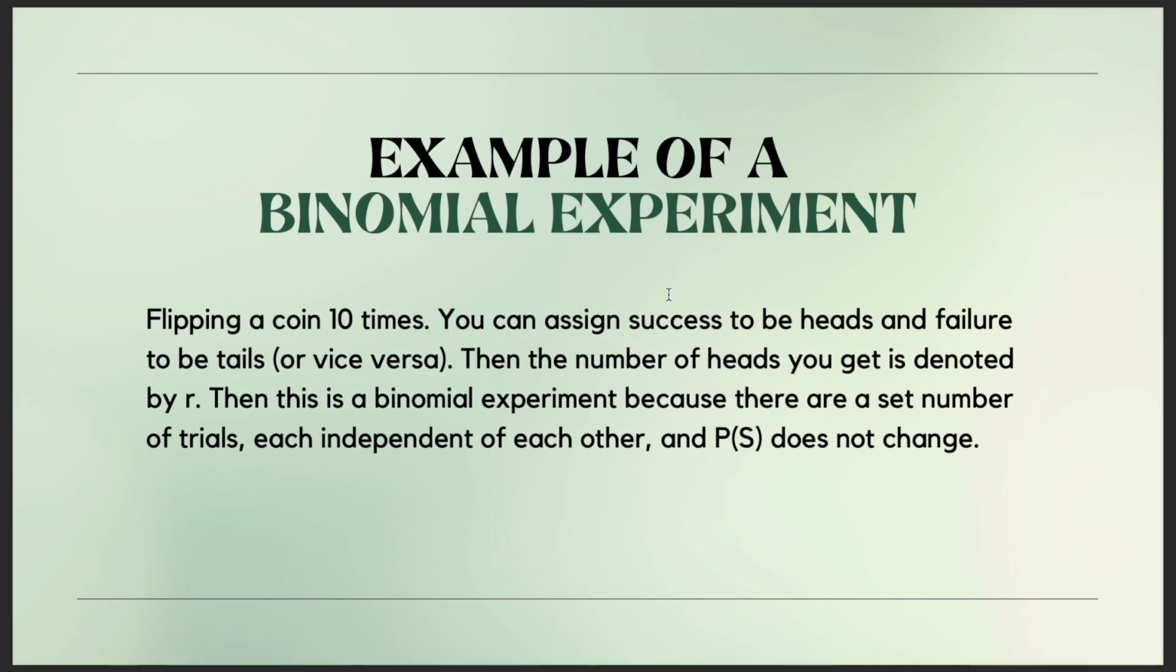A very simple example would be flipping a coin 10 times. We can say that success is heads and failure is tails, but you could also say the other way around, that failure is heads and success is tails, as long as you're consistent once you decide which one is success and which is failure. This is a binomial experiment. There are two outcomes. Each flip of a coin does not affect the outcomes of the other coin flips. There's a set number of times that we flip a coin. We flip it 10 times, and the probability of success does not change at all. So this is a binomial experiment because it fits all of the criteria for being one.